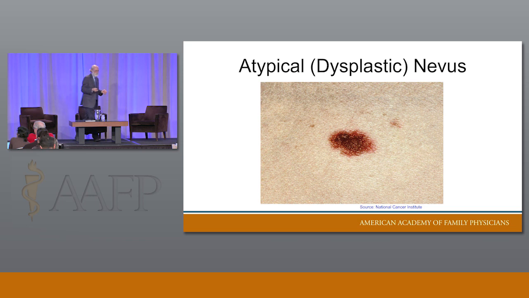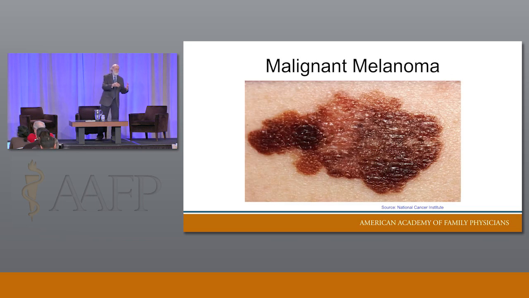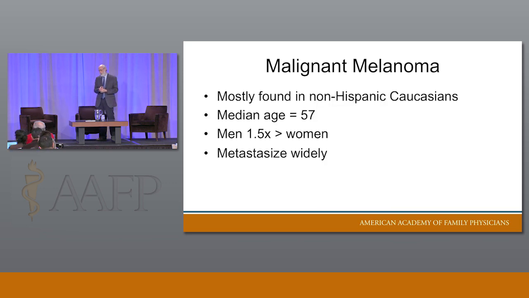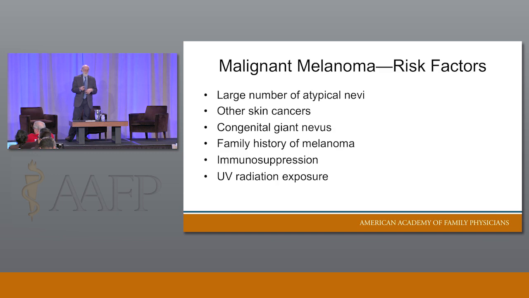Atypical nevi here. Atypical, dysplastic, no big deal, except when it looks like this. That's a malignant melanoma, which is a big deal. That's what we worry about with the dysplastic lesions. Here's another melanoma, more of a nodular component. You're not going to miss that. Melanomas occur mostly in Caucasians, in their 50s, men more than women. We worry because they metastasize quickly.